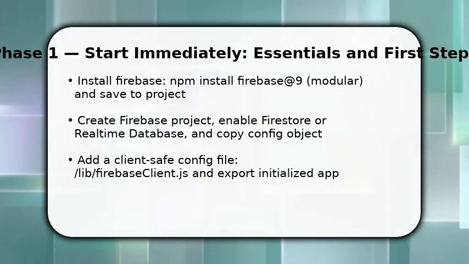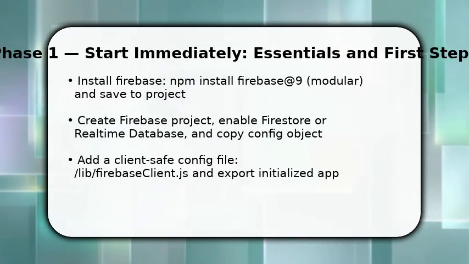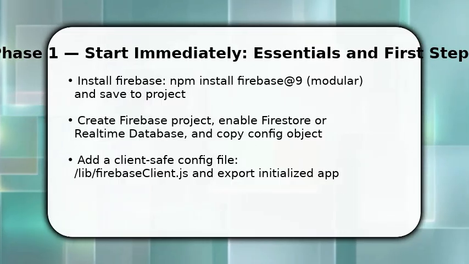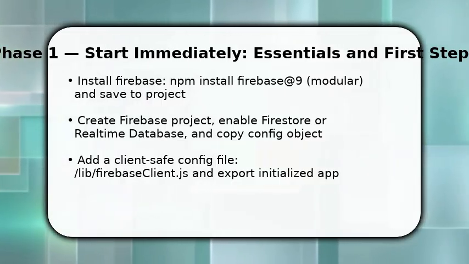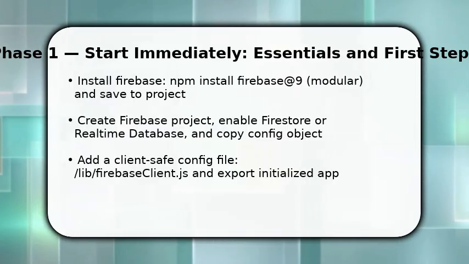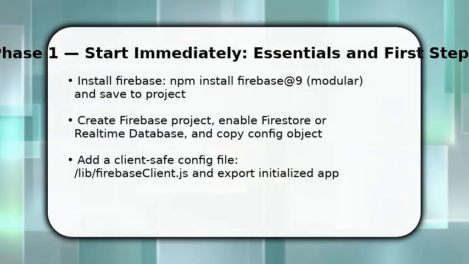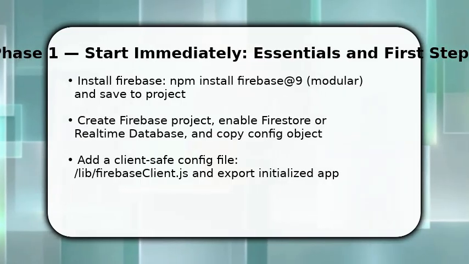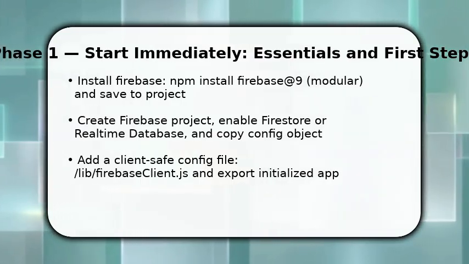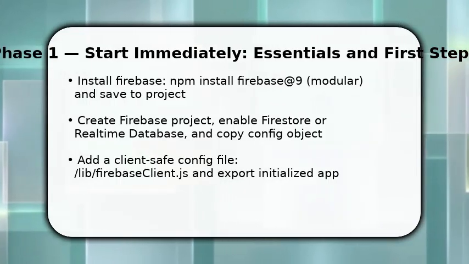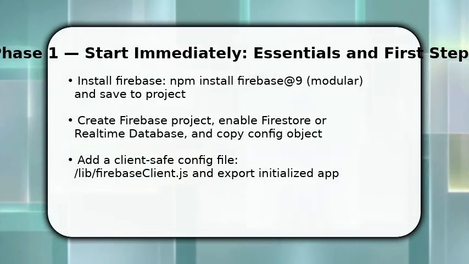You start by installing the Firebase SDK and creating the project. Do that now. Once done, enable Firestore or Realtime Database in the console because you will choose one data model. Next, copy the config object and make a small client file under /lib/firebaseClient.js that initializes the app and exports getFirestore or getDatabase. This gives you a single importable instance.